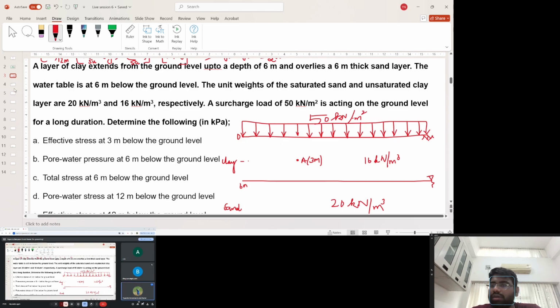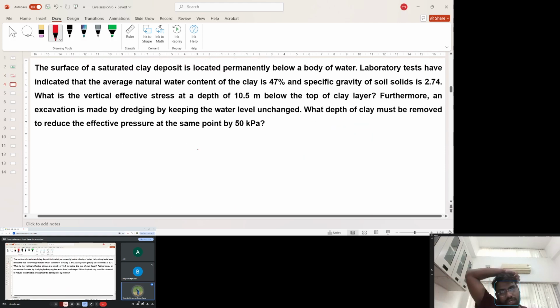So coming back to the question here. The surface of a saturated clay deposit is located permanently below a body of water. I have read the question, so let us try to understand the question step by step. First, let us translate the question to a diagram. Surface of saturated clay deposit is located permanently below a body of water.